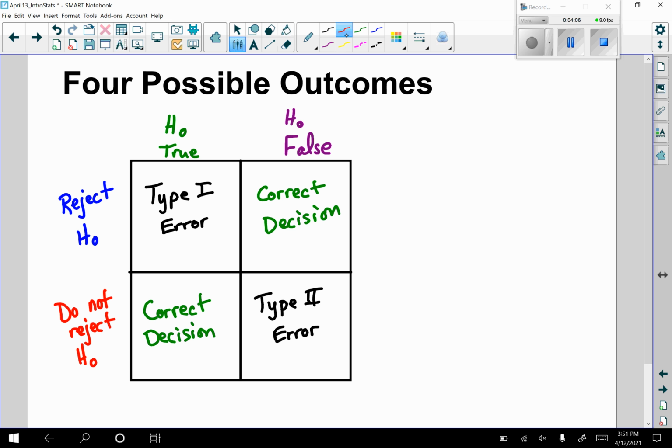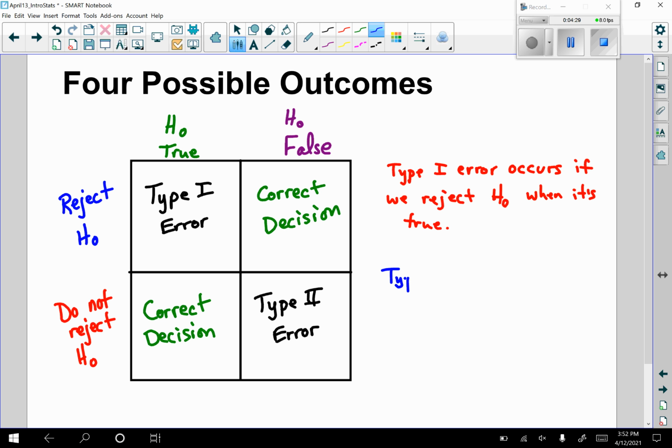So just again, to write these out, a type 1 error occurs if we reject the null hypothesis when it's true. Type 2 error occurs if we do not reject the null hypothesis when it's false.